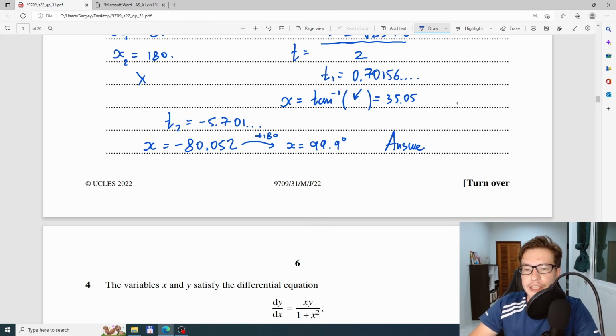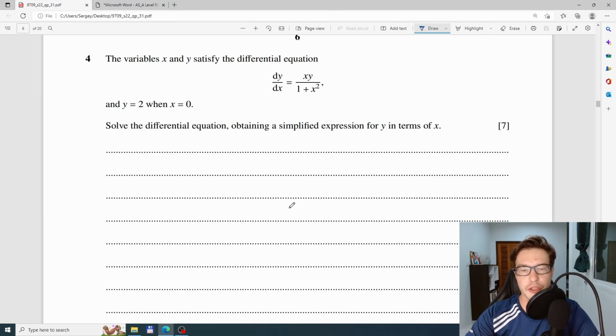And then let's state all values of x which are in range as the final answer. So I will get 35.1, correct to 1 decimal point, and 99.9 degrees. Okay, that's the answer for this question. Let's move on to the next one.